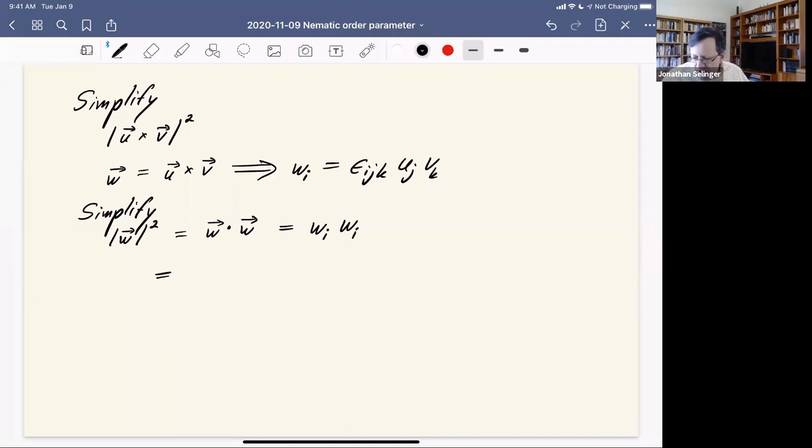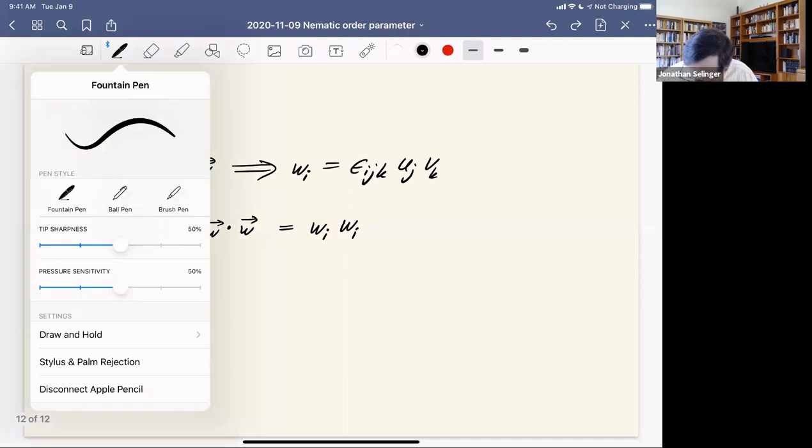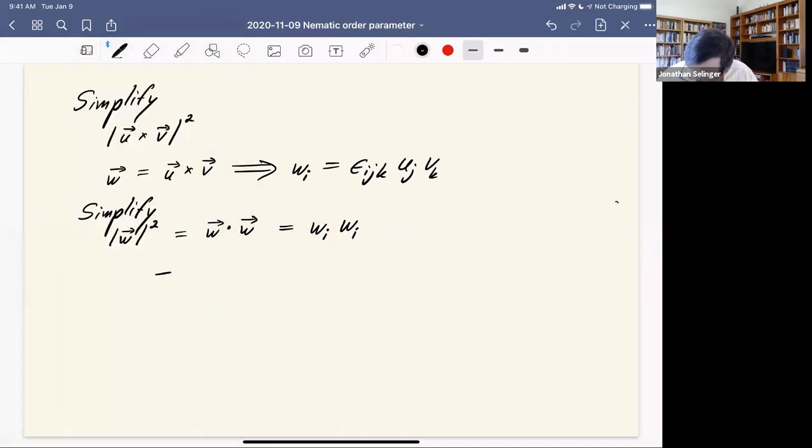Let me substitute this in for the first W_i factor. It equals epsilon_ijk u_j v_k. Now, I want to write another copy of it. So I substituted in for the first one. Now I want to substitute in for the second one.